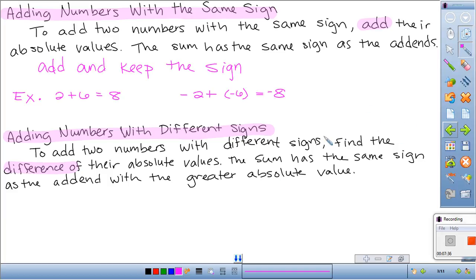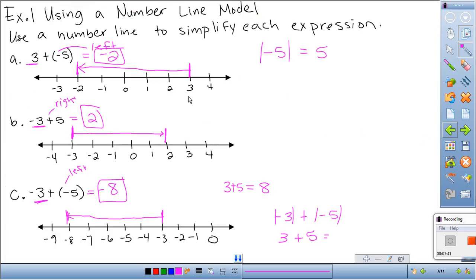So let's look back at what we did. When we had numbers with different signs, one positive, one negative, we subtracted. 5 minus 3 is 2. And then we always kept the sign of the number with the larger absolute value. So again, the absolute value of negative 5 is 5. The absolute value of 3 is 3. Which one has the larger absolute value? 5 does. So negative 5 does. And it's negative, so our answer is negative.